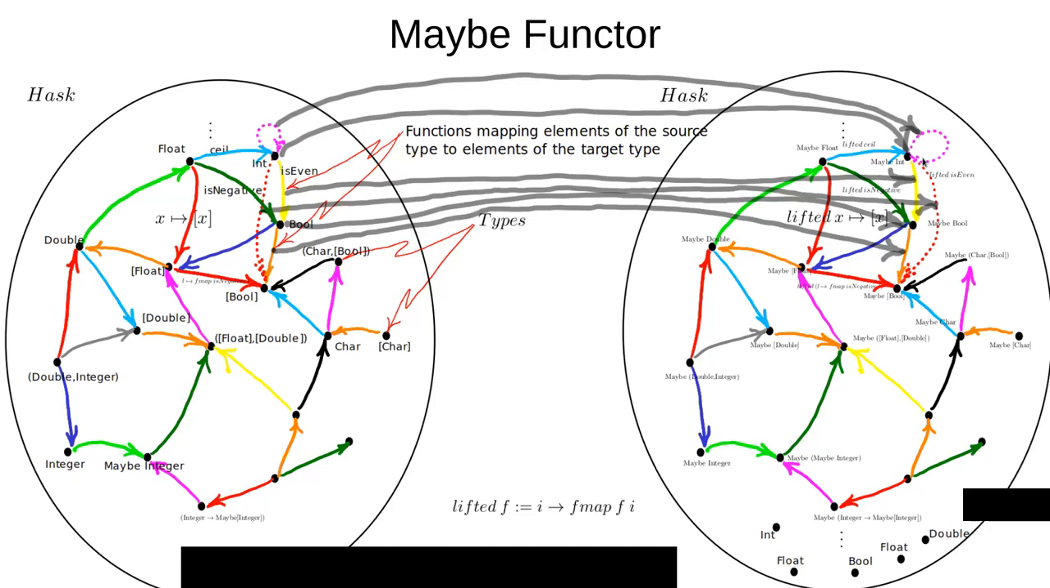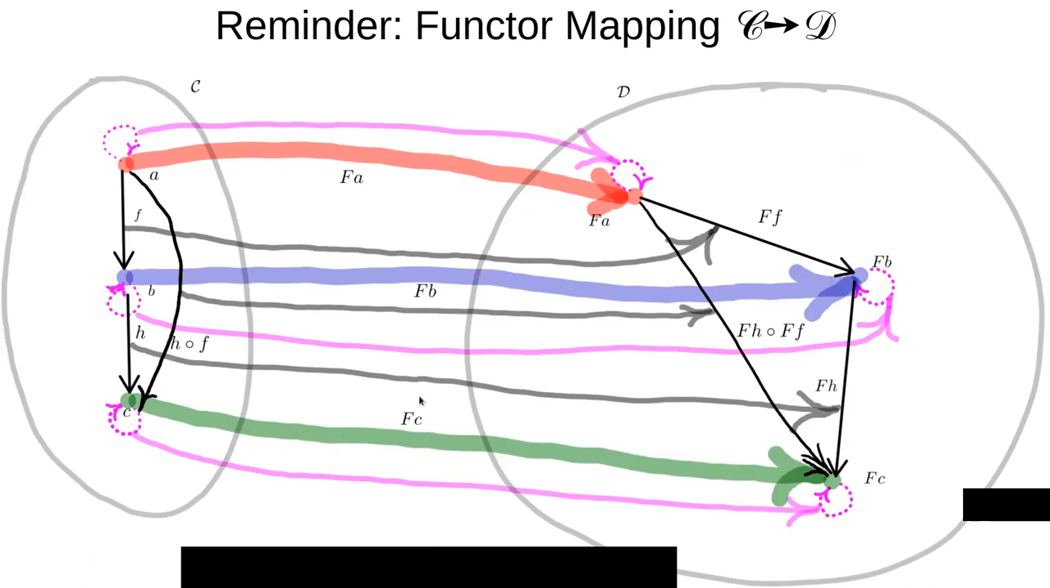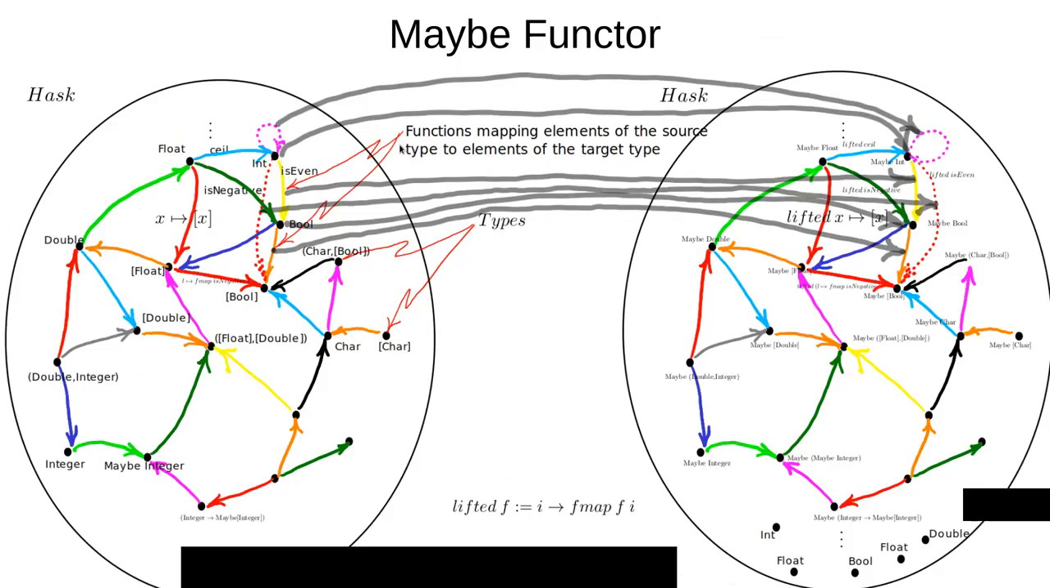And here, morphisms from ints to bools, for example, are something like is even or is prime, which maps an int to a bool. We lift that to become something that maps a maybe int to a maybe bool. So this arrow h, going from B to C, is lifted to go from F of B to F of C, and we call it Fh. That's the lifting of it. So is even, from int to bool, is lifted to go from maybe int, the functor applied to int, to maybe bool, the functor applied to bool. It's this lifted function which maps maybe ints to maybe bools.